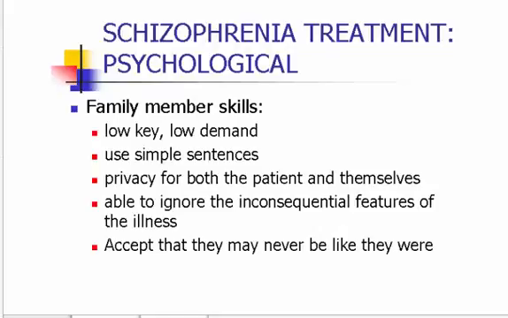Schizophrenia treatment, psychological. Those who have family benefit the most because they're informed about the illness, they have support, and they have the skills to deal with the ill family member. The family member skills are that they are able to respond to dangerous behavior and they can accept that the ill member of their family may never be like they once were.